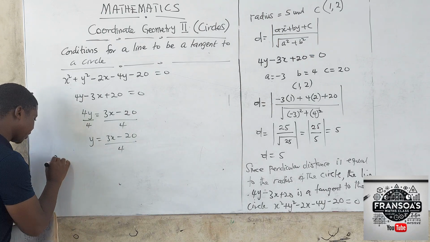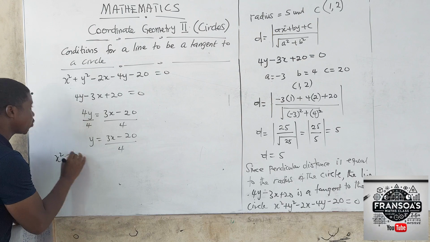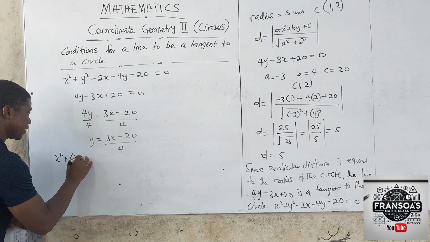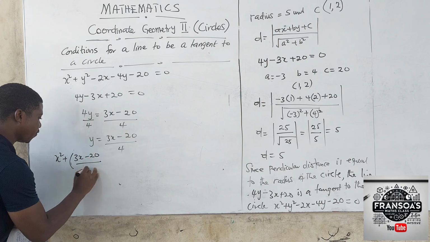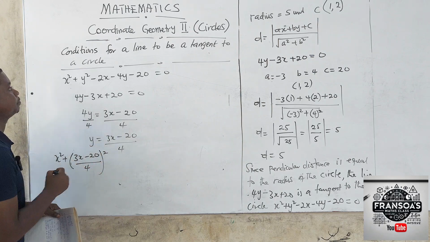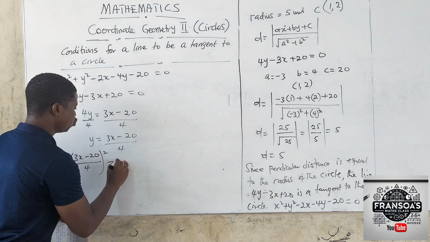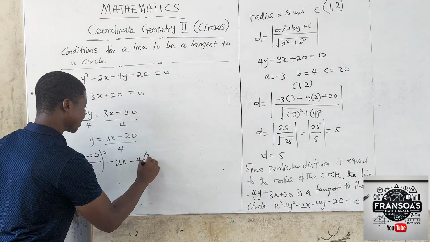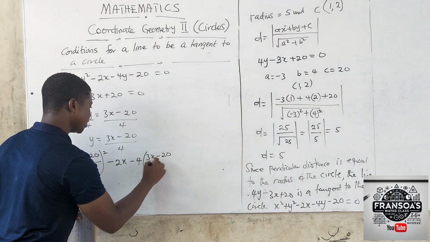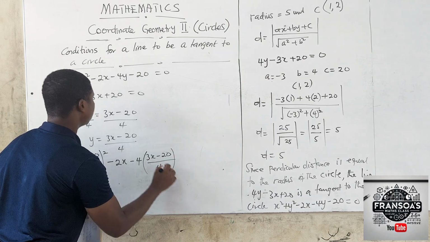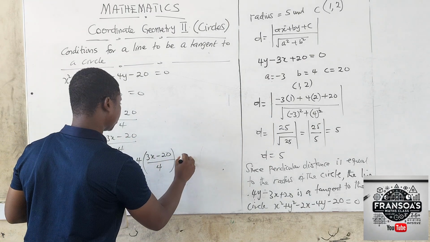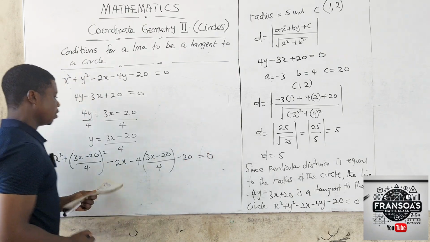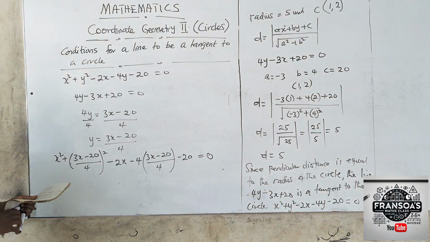So we have x squared plus y squared, and our y is (3x minus 20 all over 4) squared, minus 2x, minus 4 into bracket 3x minus 20 all over 4, minus 20 equal to 0. So let's do an expansion and see.